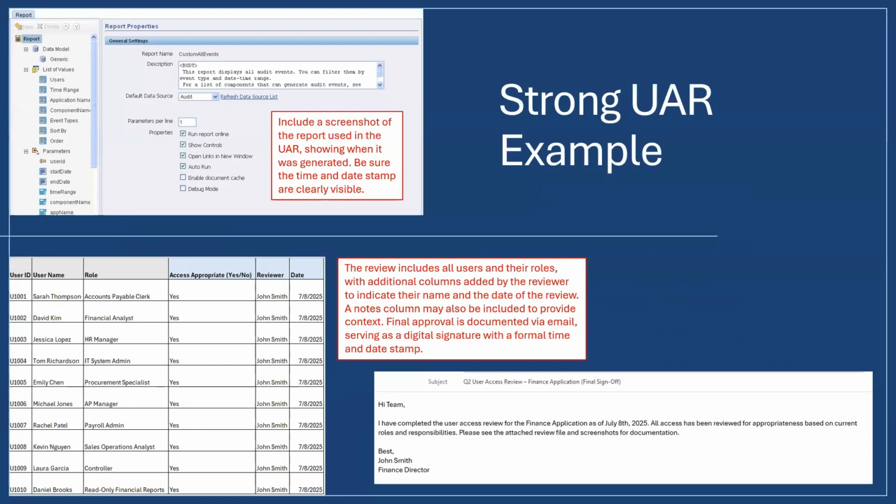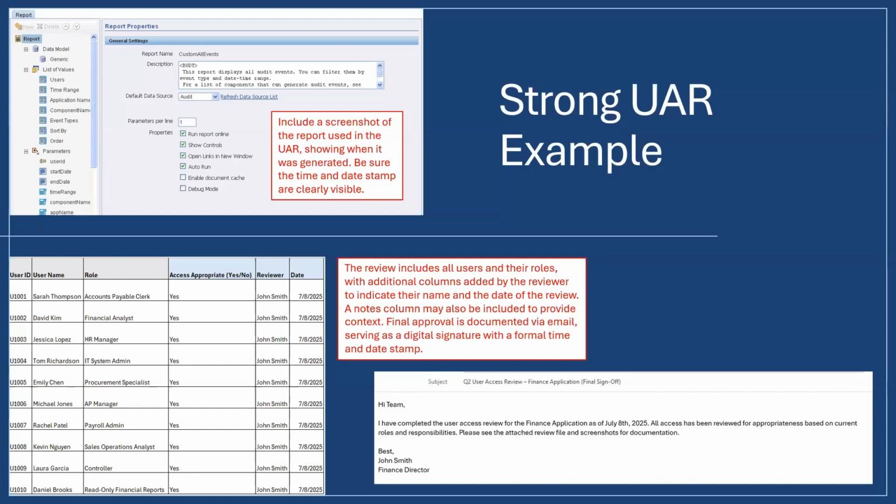Yeah, business. Yeah, the finance director, the business person, he could review it. So IT is facilitating, business is reviewing. IT is pulling the report, generating the listing, providing the listing. Business, finance, accounting, they're performing the review.